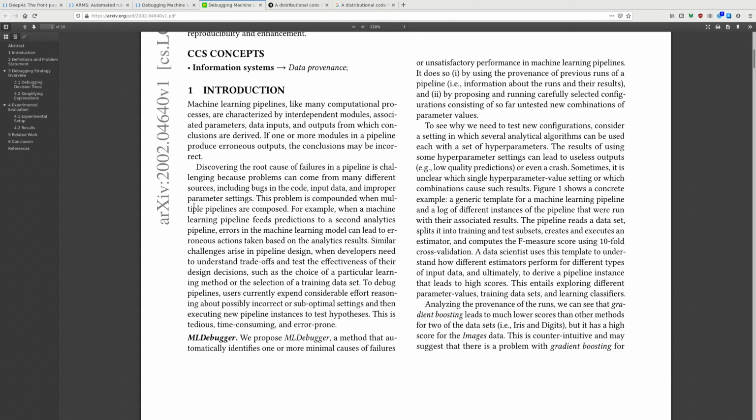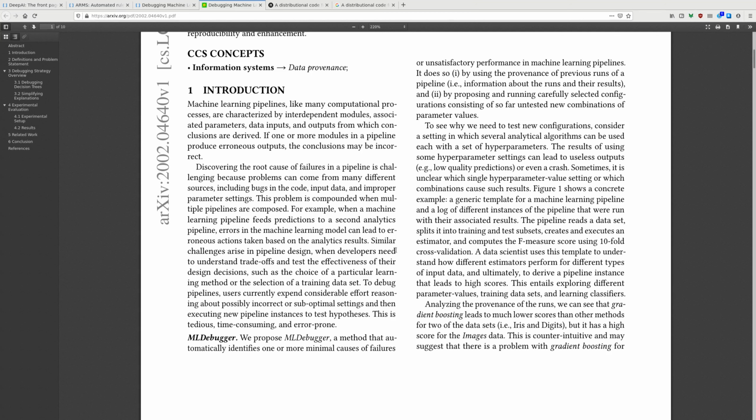Similar challenges arise in pipeline design when developers need to understand trade-offs and test effectiveness of their design decisions, such as the choice of a particular learning method or selection of training datasets. To debug pipelines, users currently expend considerable effort reasoning about the possibility of incorrect or suboptimal settings and then executing new pipeline instances to test the hypotheses. This is tedious, time-consuming, and error-prone.